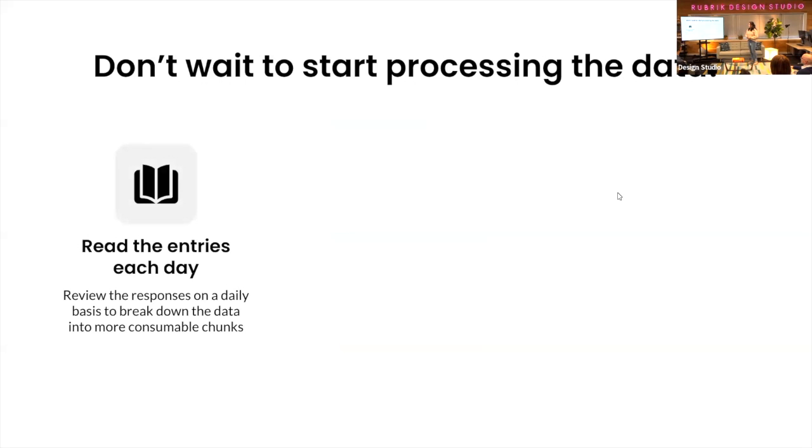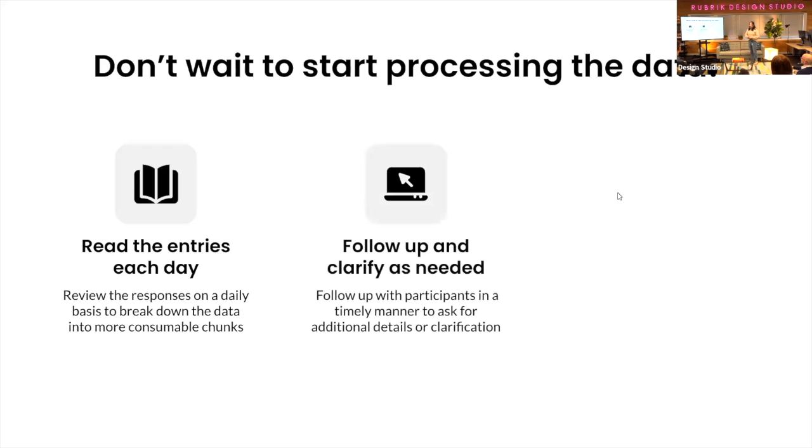So the first tip here is to read those entries each day. Reviewing these on a daily basis will help you break that data down into more consumable chunks. So in my case, I had 9 participants, which means I would be reading 9 entries each day, versus if I waited until the end of the week, 45 entries. That really adds up. The next tip is to follow up and clarify as needed. Because you're reviewing these on a daily basis, that means that you're able to follow up in a timely manner if you need your participants to elaborate on anything.